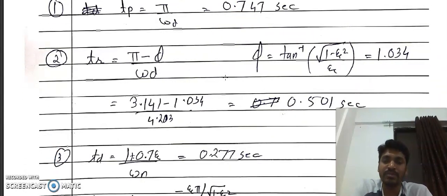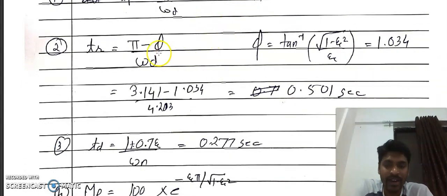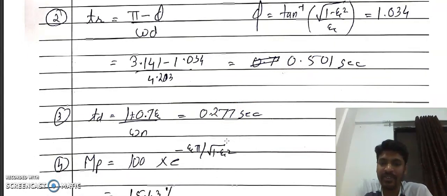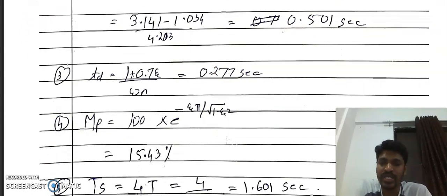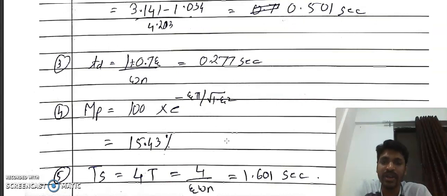For TR, again the formula is pi minus phi by omega d. We have omega d, and we want phi. Phi is nothing but tan inverse of root of 1 minus zeta square by zeta, so the value comes as 1.034. You know the value of omega d and the value of phi, so just substitute the values and you get the answer for rise time, that is 0.501 seconds. For delay time, again we have the formula 1 plus 0.7 zeta by omega n.